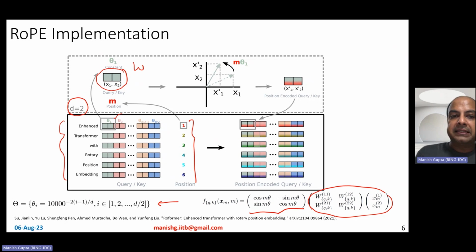And what happens is that this x1, x2, after you have obtained it after multiplication with w, essentially the vector here gets rotated and moves there. And that basically is your position encoded representation. You use that for query, you use that for key as well. And that gives you position encoded representations for queries and keys at each position.